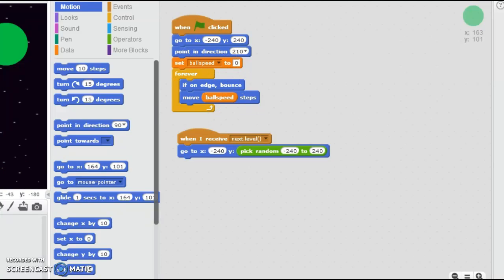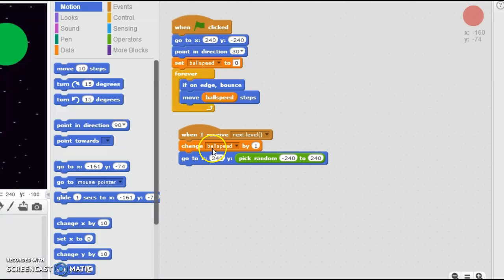There's one difference between the red and the green ball, in that the red ball has one additional command, and that is the ball speed. When the next level is created, not only does it set the position back to initial position starting off the next level, but it changes the ball speed by 1. And this can only occur in one of the next level routines.